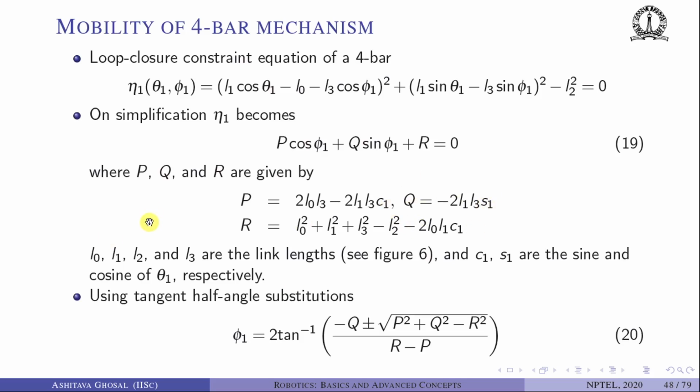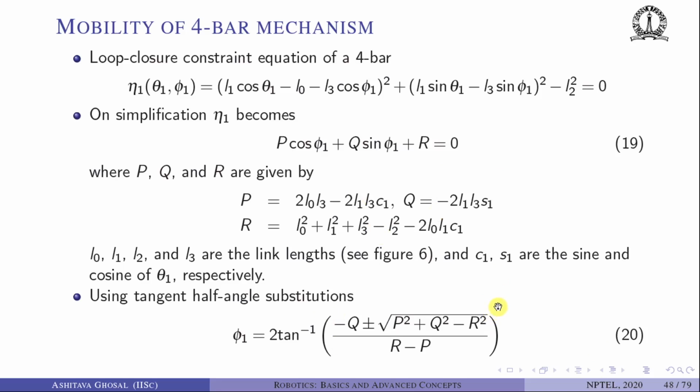If you substitute x as tan of theta 1 by 2, the tangent half angle substitution, then cos theta 1 will be 1 minus x squared divided by 1 plus x squared, and sin theta 1 will be 2x divided by 1 plus x squared. We will get a quadratic equation in x. So this transcendental equation P cos phi plus Q sin phi plus R will be converted into a quadratic equation, just like we have seen many times before. And then we can solve for x as a quadratic equation.